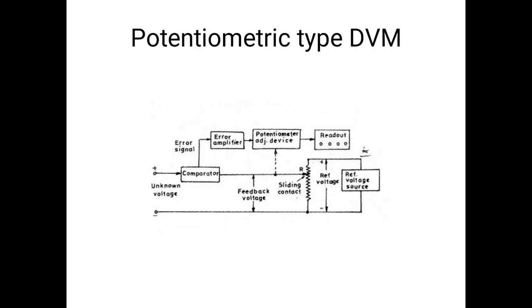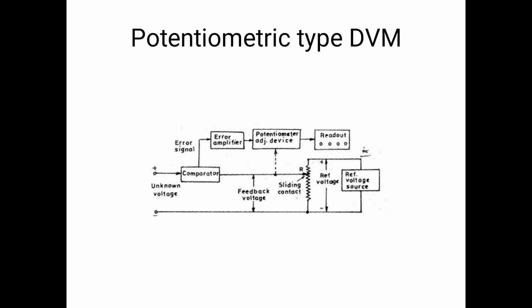Next is the potentiometric type DVM. In the potentiometric type DVM, we have a pot which has a sliding contact that moves to vary the resistance so that we can get the particular voltage. Here the unknown voltage is given to the comparator, which compares the unknown voltage with the reference voltage source.